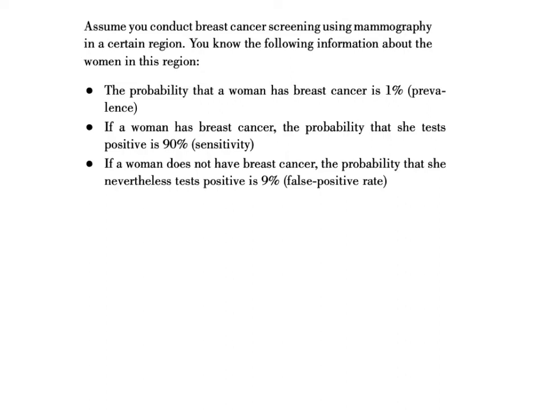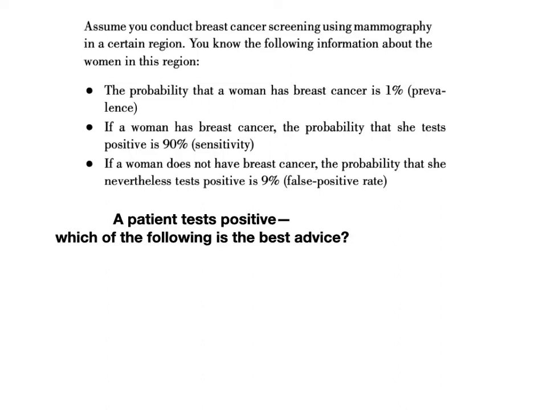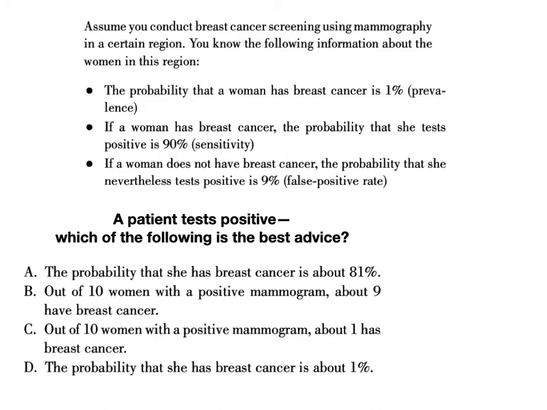So, here's the question. This is the basis. A patient tests positive. Which of the following is the best advice? There are 4 options. A: The probability that she has breast cancer is about 81%. Here we're sort of combining the sensitivity and the false positive rate. Okay. How about B? Out of the 10 women with positive mammograms, about 9 are going to have breast cancer. This one's kind of going off of the idea that the probability that she tests positive is 90% if she has breast cancer. Okay, so given she has breast cancer, 90% chance that it's hit by the test.